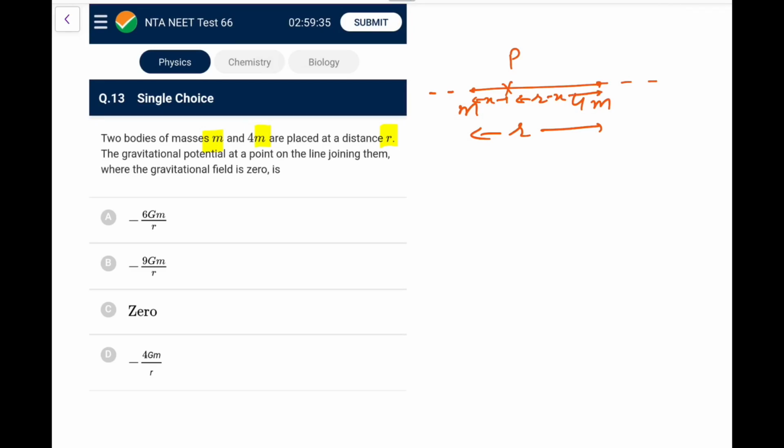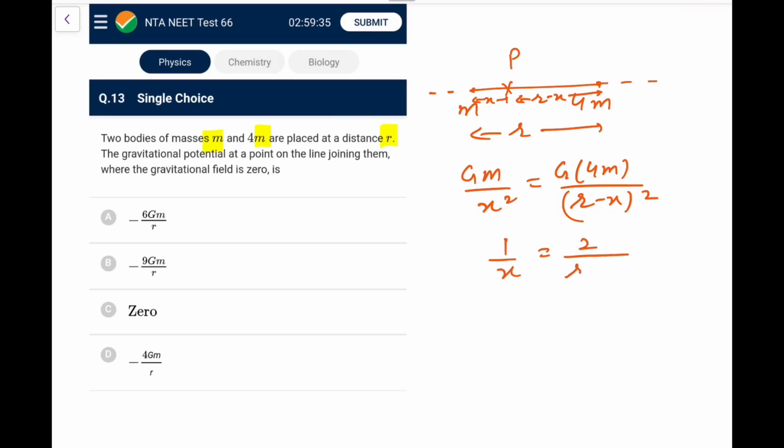So for field to be zero, the magnitude of both must be same. So GM by X square should be equal to G into 4M upon (R minus X) whole square. So taking the root directly, we have 1 upon X is 2 upon R minus X. I have not taken plus minus because I know X is going to be less than R. So R minus X is equal to 2X. So X comes out as R by 3.